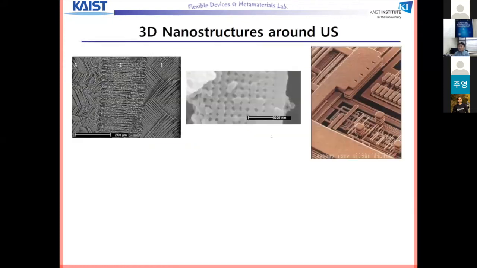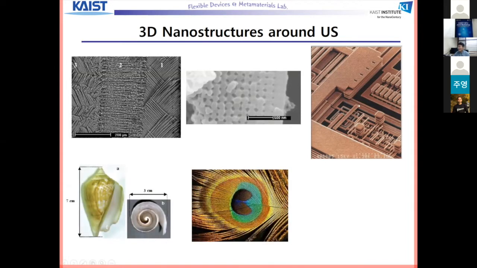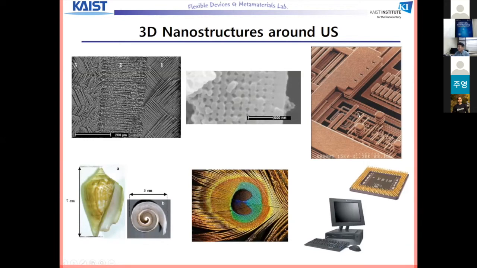Okay, this is probably something some of you have already seen, but this slide is one of my favorite slides. The first, second, and third images, maybe some of you are familiar with. This is the cross-section of a seashell. And this is the cross-section image of a peacock's feather. And this is a cross-section image of the interconnects in a microprocessor chip. What I show you with those three examples is that in nature, we have very beautiful 3D nanostructures.